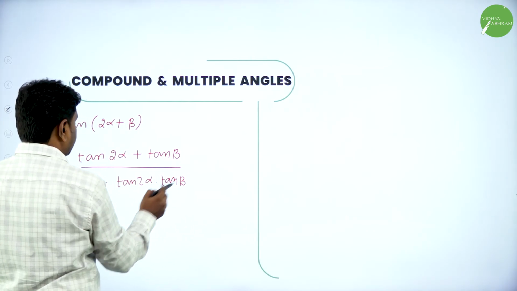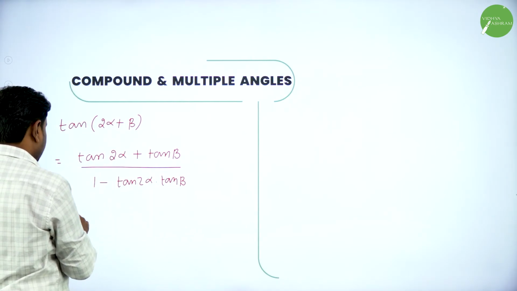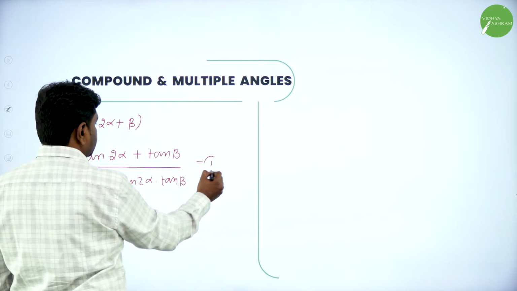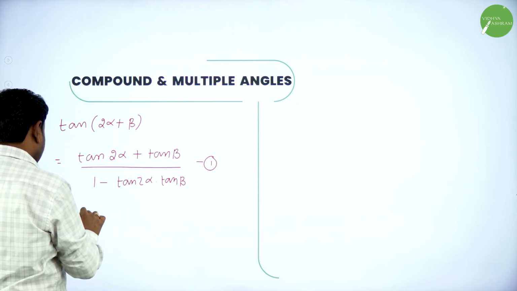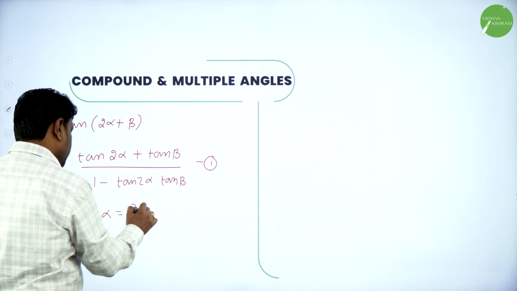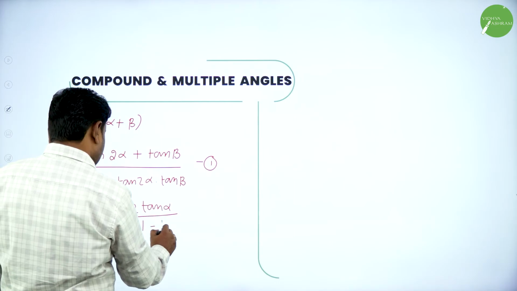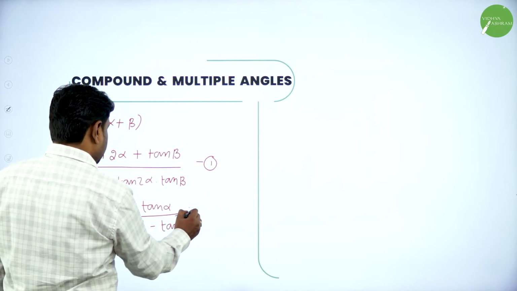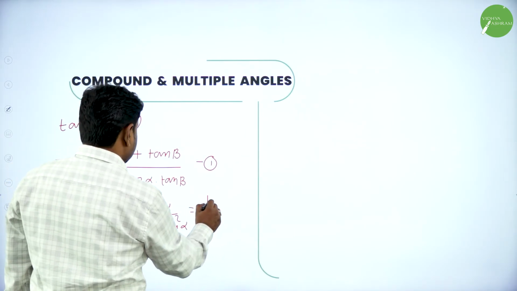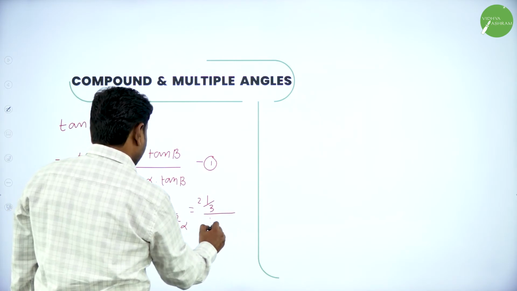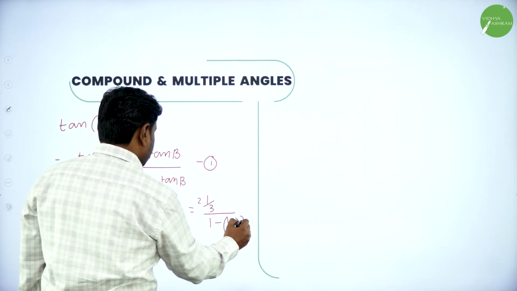So now, tan 2 alpha, what is tan 2 alpha? Separately we'll find tan 2 alpha and substitute. Tan 2 alpha can be written as 2 tan alpha by 1 minus tan square alpha. So now substitute in it. Tan alpha they gave 1 by 3. So 2 times 1 by 3 divided by 1 minus (1 by 3) the whole square.